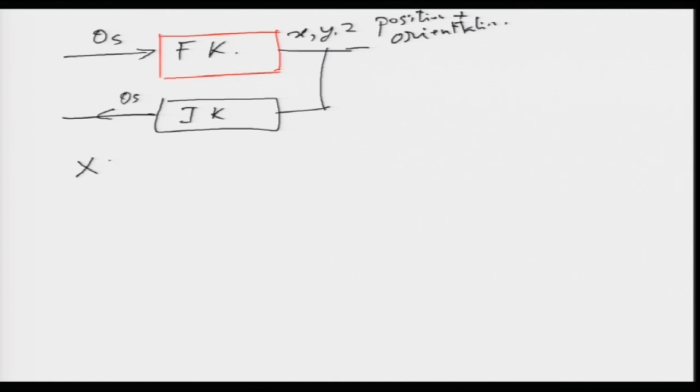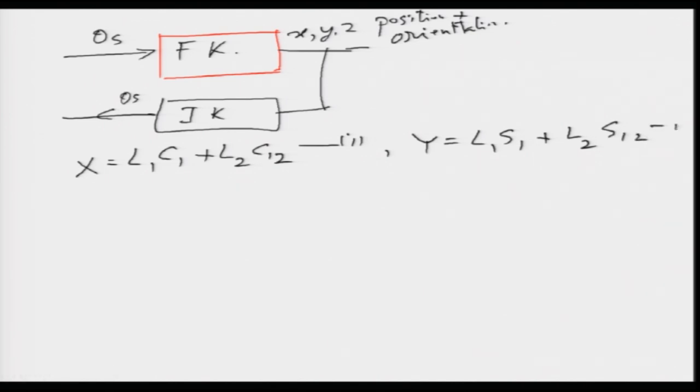So, x is equal to L1 cos theta 1 plus L2 cos (theta 1 plus theta 2). And what is y? Let me call this equation 1, and the second one is y is equal to L1 sin theta 1 plus L2 sin (theta 1 plus theta 2). So, this is my equation 2.